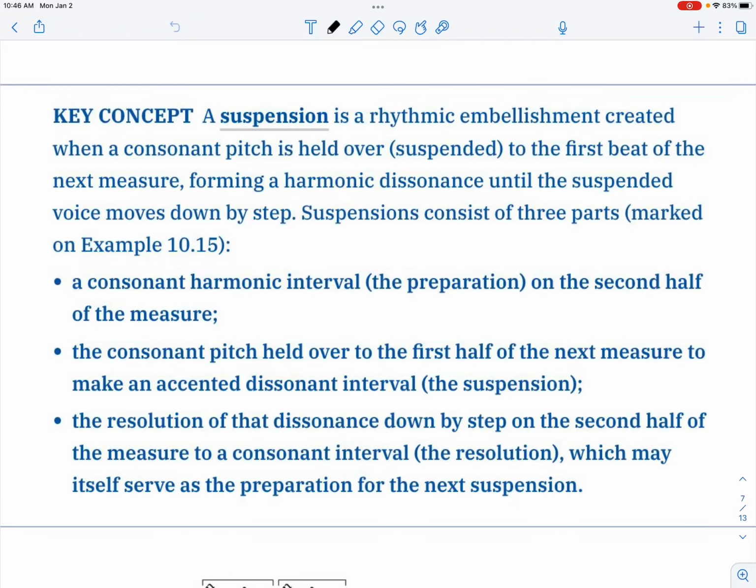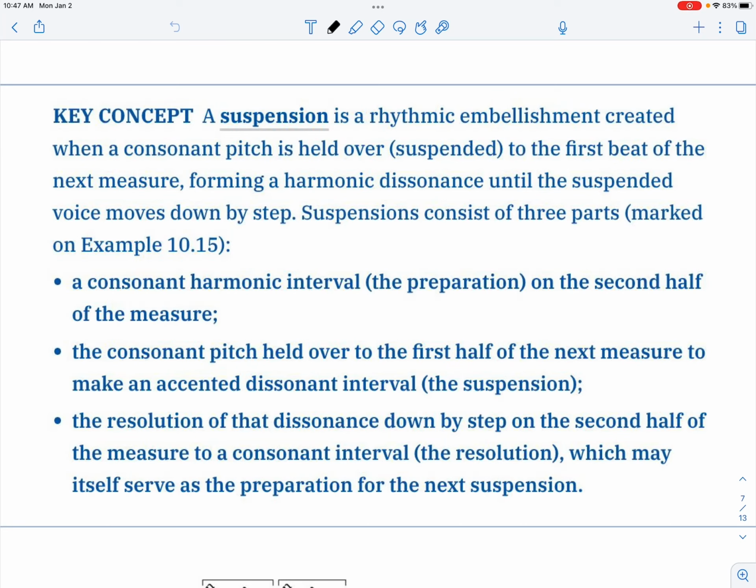Okay, so now we're going to continue with the third embellishment that we're going to learn for chapter 10, and that's it for chapter 10. We only need to learn passing tones, neighbor tones, and suspensions, and then there are 2 exercises in the No Fly workbook, and that's it. Suspension is a little bit tricky, so hear me out.